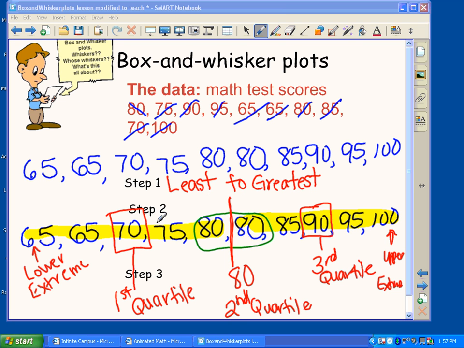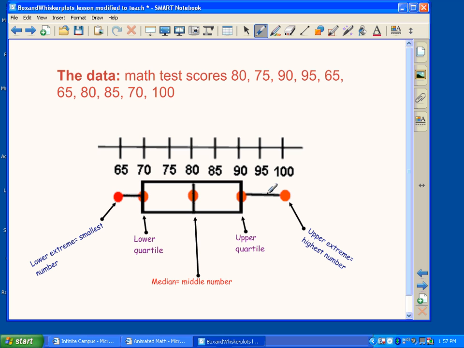Okay, so guys, keep this in mind. You see the 70? Yes. You see the 80? Yes. You see the 90? Yes. The 70 has a dot, the 80 has a dot, the 90 has a dot. And then the upper and the lower extremes both have dots. Those are your 5 dots. You take your box out of your first, second, and third quartile. Your whiskers extend to your lowest extreme and your highest or upper extreme. That's a box and whisker plot.